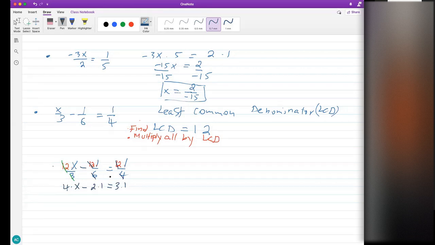So once you get rid of all the fractions, as you can see, the equation turns into something much simpler. We've been doing this from the beginning. So this is -2.